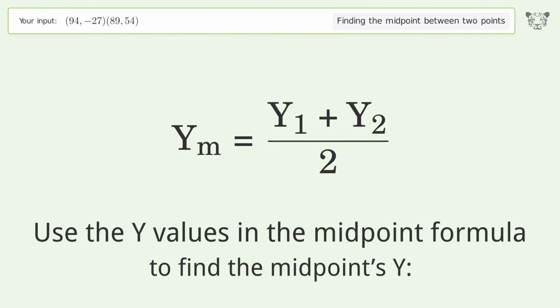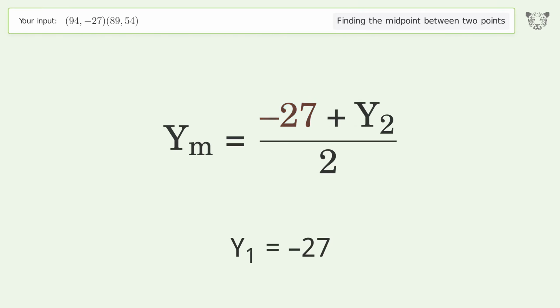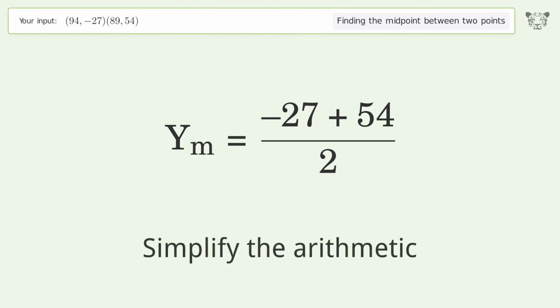Use the y values in the midpoint formula to find the midpoint's y. y1 equals -27. y2 equals 54. Simplify the arithmetic.